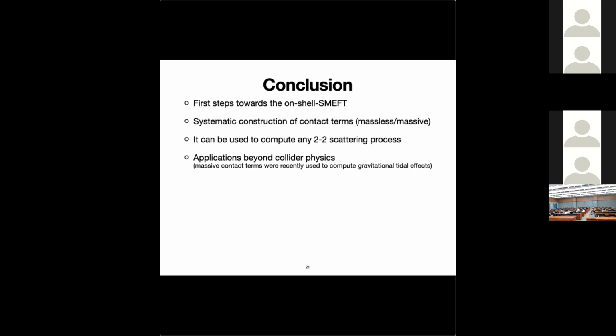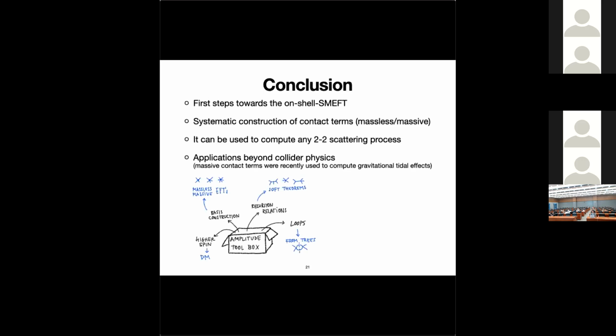And here, there's the advantage that we don't need to choose between a linear or nonlinear realization of the SU(2) cross U(1) symmetry. And as a side note, I also want to point out that the advantages of this formalism go beyond collider physics. Recently, these contact terms with massive particles were also used in the context of computing tidal effects in the gravitational potential. So just to end also with some propaganda, there is a very exciting direction.